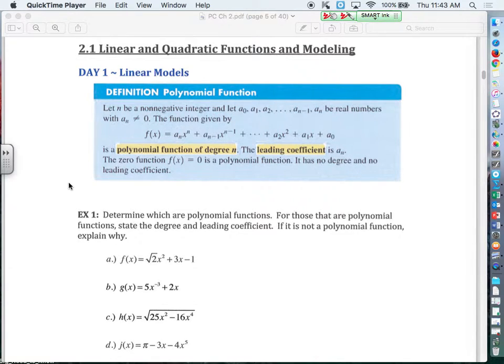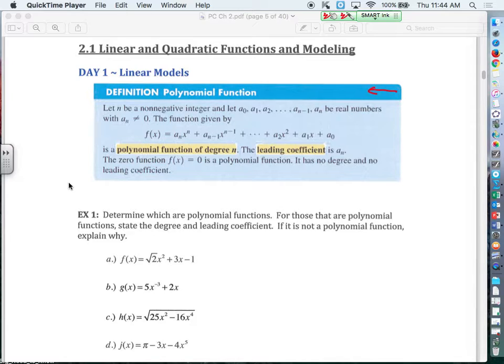So Chapter 2, Section 2.1 is on linear functions, and we'll also look at quadratic functions and modeling. So the first part is just going to be dealing with polynomial functions, and then specifically we'll look at linear functions, so equations of lines. So the first thing we'll look at is what a polynomial function is.